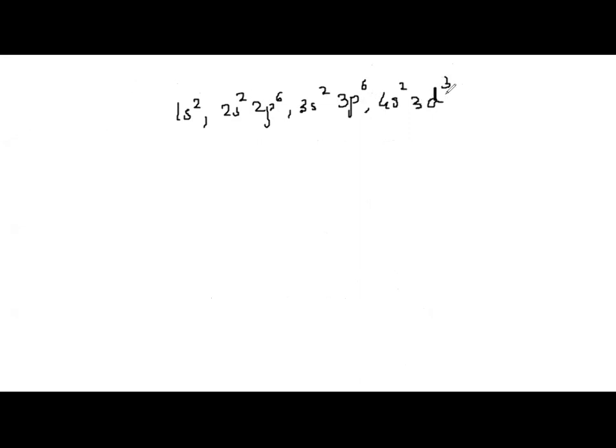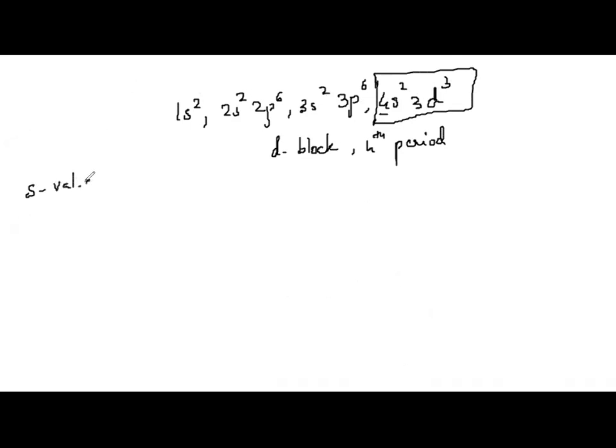Here the last electron is entering into the d orbital, so it belongs to the d block. They have not asked us the block. The highest n is 4, therefore it belongs to the 4th period. They have not asked us the period either. But if you see the outermost shell, it has s and d orbitals. When it is only s orbital, the total number of valence electrons is the group number.